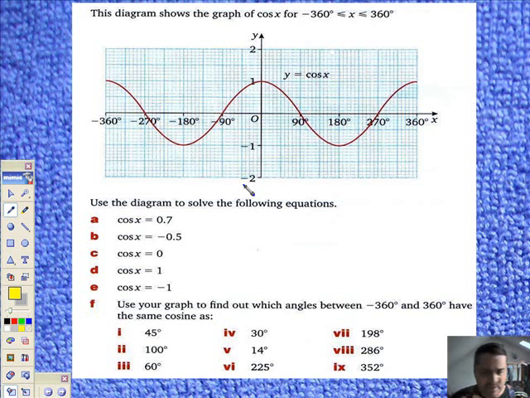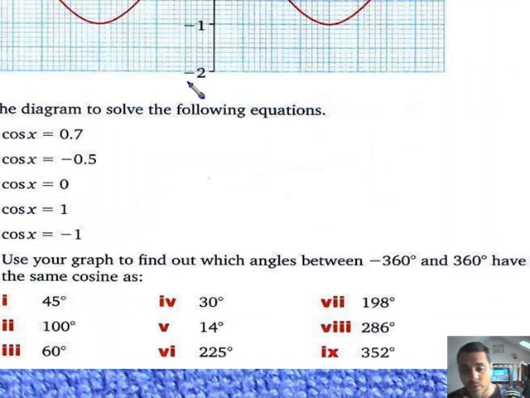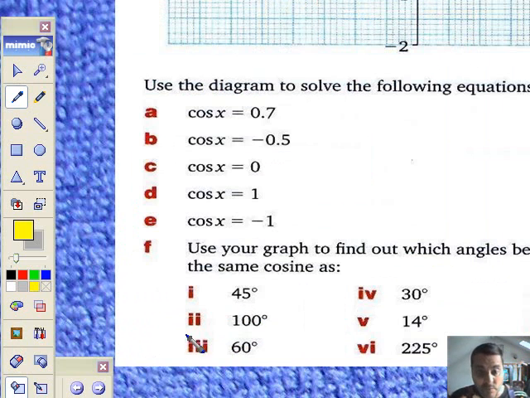Right, this is question 2 continued. Part F looks quite long in its own right, so I couldn't do the whole of question 2 in a video, not really. So part F, we're going to use our graph to find out which angles between minus 360 and 360 have the same cosine as 45.